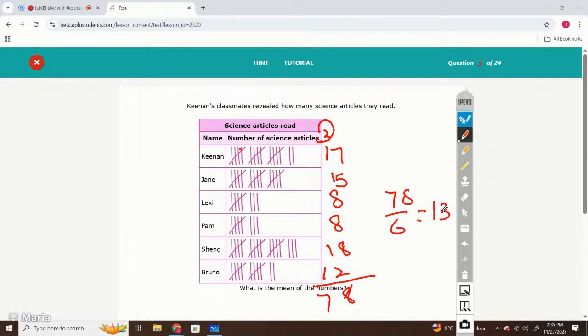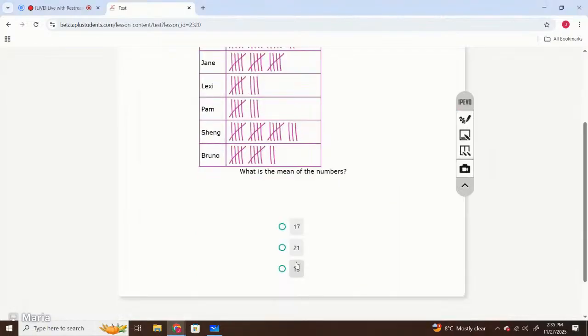6 times 1 is 6 and 6 times 3 is 18. So that is 13. So the correct option is 13. So the mean of the numbers is 13.